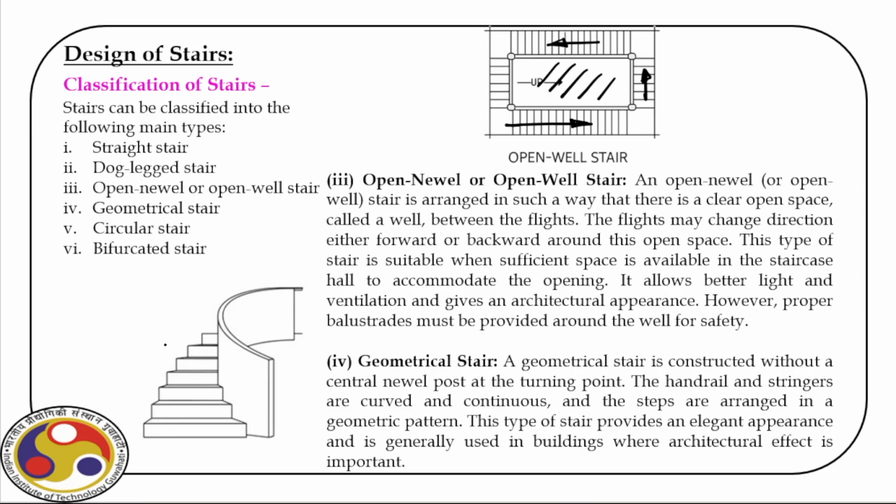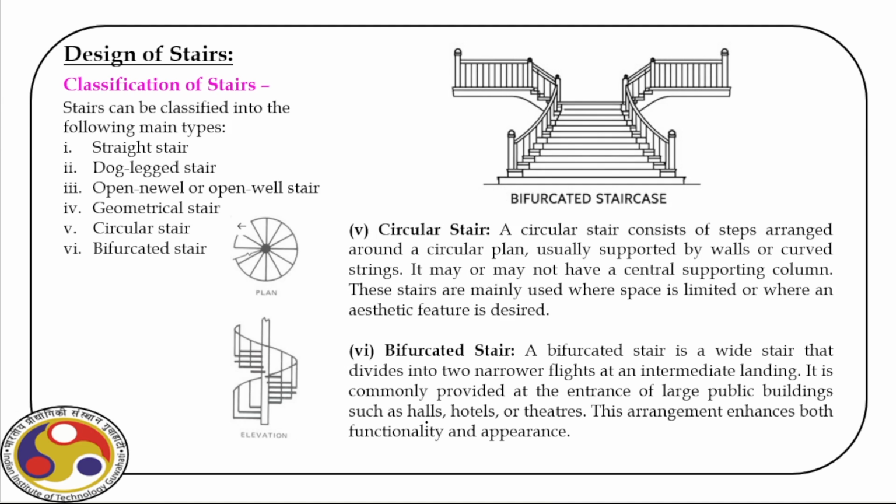Then there are geometrical stairs. As you can see, it may be semicircular or other geometries based on the architectural design. Then there are circular stairs. These kind of spiral stairs are very common. And of course, the bifurcated stair, as you can see here. So there is a flight here, and from the mid landing, you can go either way. So this is a bifurcated stair.